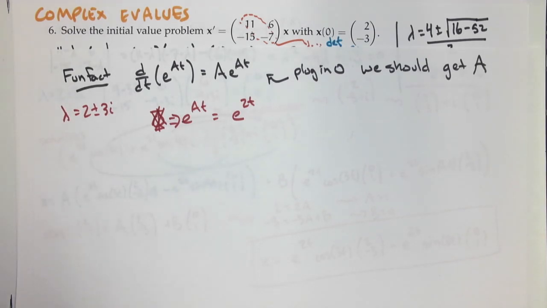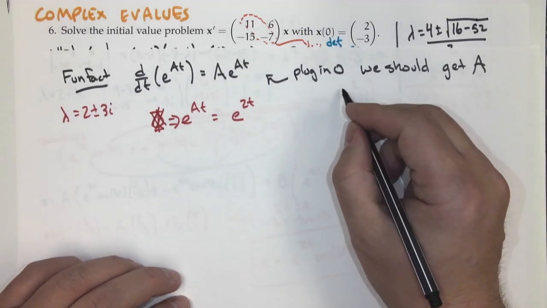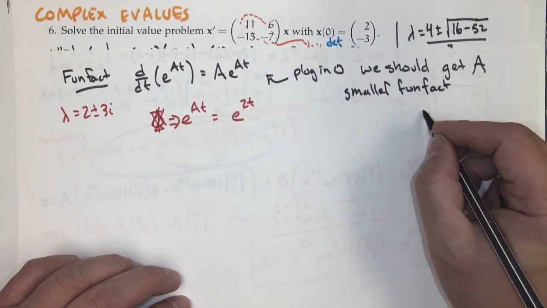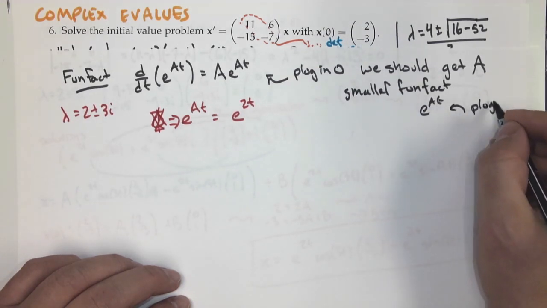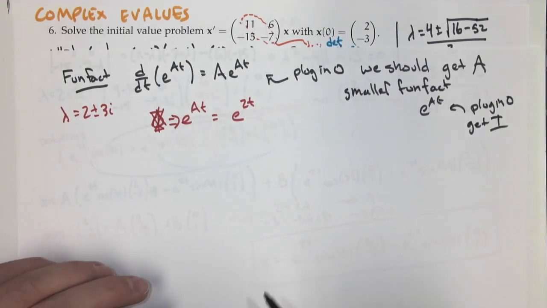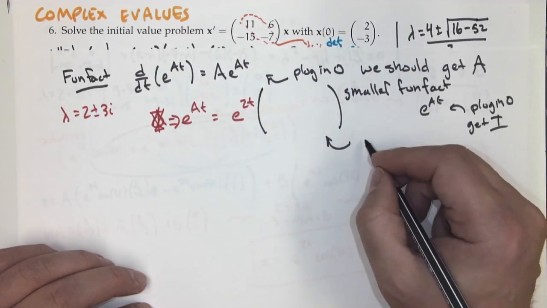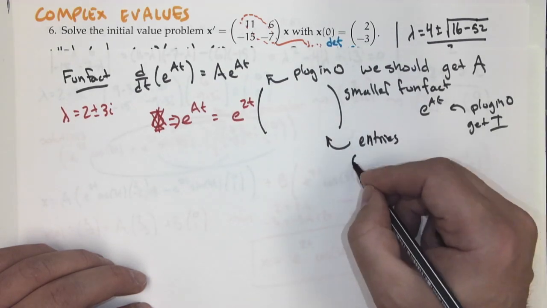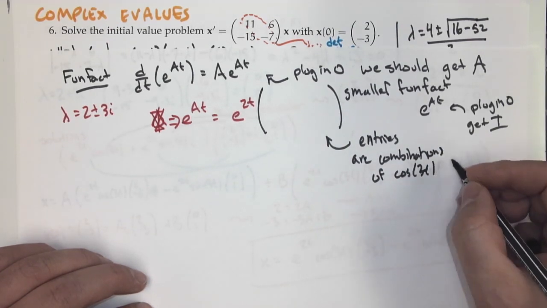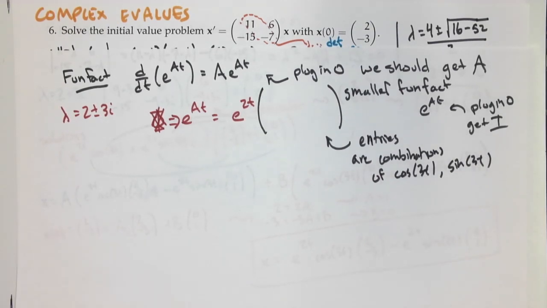Now, I guess I should have said one other smaller fun fact. I don't know what you call that. If I plug in 0 to e to the At, what do I get? You get the equivalent of 1, the identity matrix. Okay, so I have e to the 2t, and then all these entries are combinations of sines and cosines. So far, so good. Nothing too surprising. But I can tell you right now exactly where the cosines are, and I can tell you exactly the coefficients of the cosines.